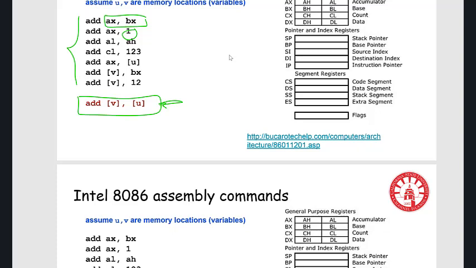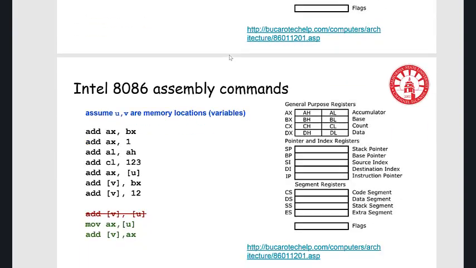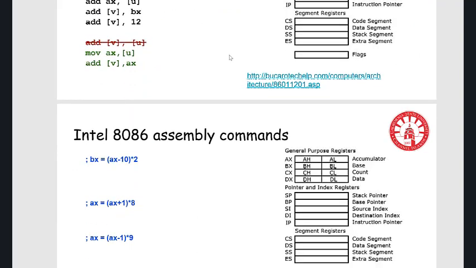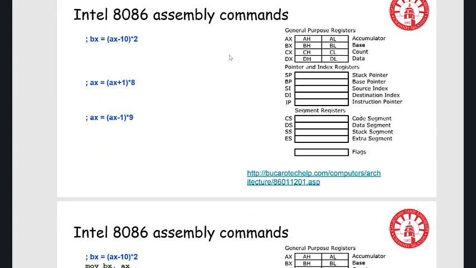So we cannot do this because these are two locations in the memory. Therefore, we have to move the content first into the CPU and do the addition. So the solution is given in here. So we move the content of u into AX register, and then we add that AX with the content of the memory at location V, and then put the result at V location in the memory.